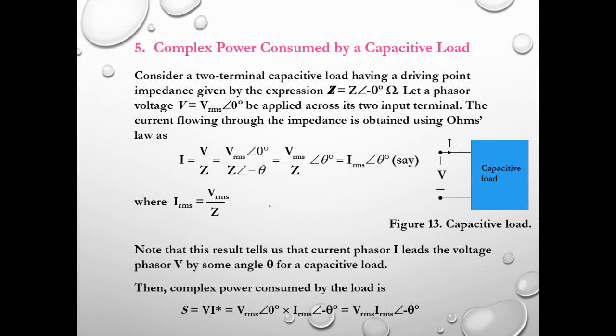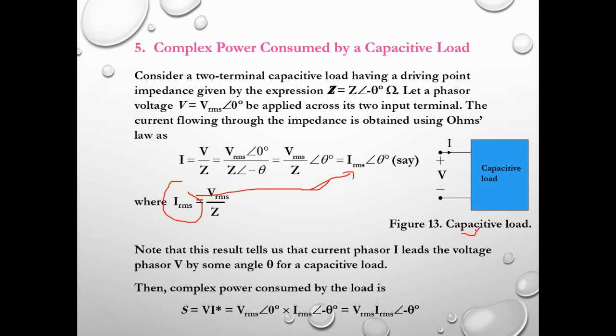How about the capacitive load? Consider again a two-terminal capacitive load having a driving point impedance given by Z equals Z angle minus theta ohms. Let the phasor voltage V equal to VRMS angle 0 be applied across the input terminals. The current flowing through the impedance is obtained using Ohm's law, I equals V over Z, VRMS over Z angle minus theta. Just substitute the value into this equation, so we have IRMS with positive theta.